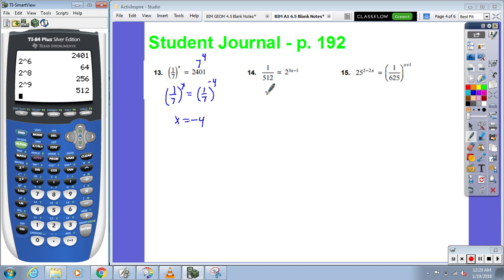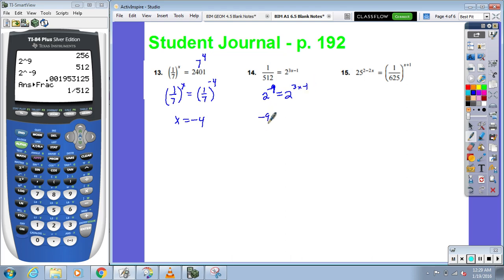So I can go ahead and think of this as 2 to the negative 9th. And if you were to type that in, we could do 2 to the negative 9th, see what it is, and I could go ahead and hit math fraction. And I find out that it's the same as 1 over 512, which is why it's okay to go ahead and substitute it in. So now my bases are the same, so I can set my powers equal to each other.